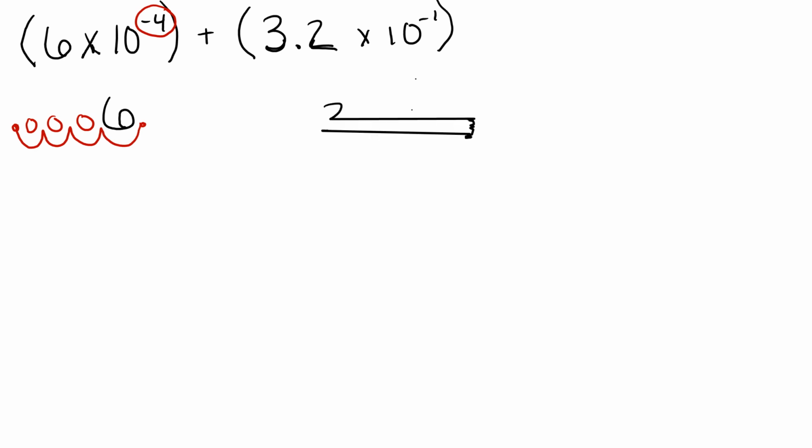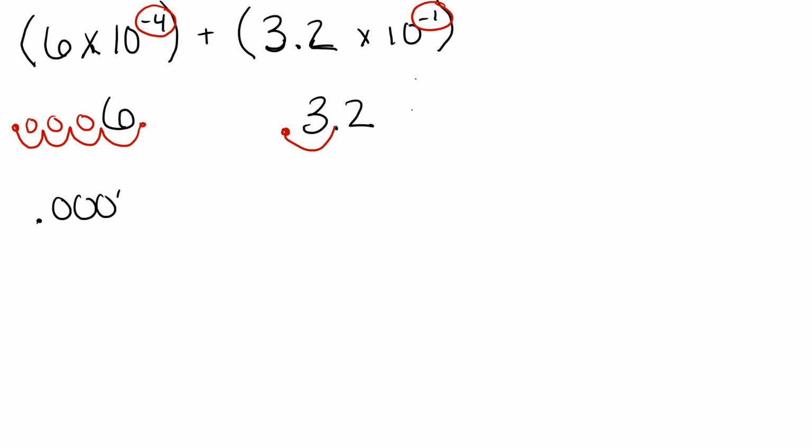We're going to do the same thing to the 3.2, but this time we only are going to move the decimal 1 time. Again, we move it towards the front because negative exponents are representative of small numbers, and small numbers have the decimal in front. Writing those answers nice and neat, we have 0.0006 and 0.32.